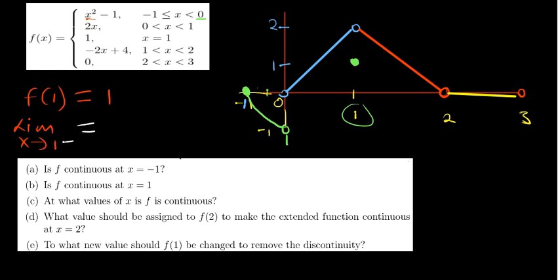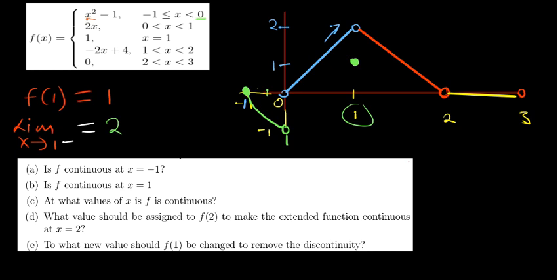From the negative side, we observe where the function is. So this is the negative part of 1. As we approach 1, the function is reaching that point. It's going towards 2. So what is the limit from the negative side?